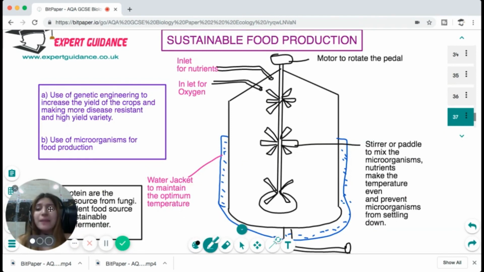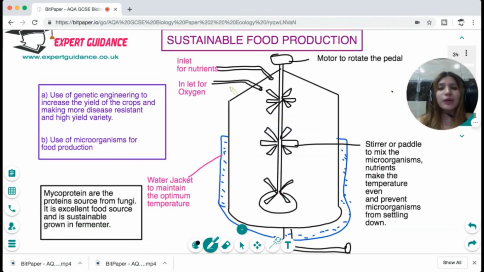Or the best alternative that we have now is using microorganisms for food production. For example, mycoprotein is a protein-rich source from fungi. So fungi reduce the dependency on plants and animals and conserve biodiversity. And microorganisms are very easy to grow. We can grow them by fermentation.